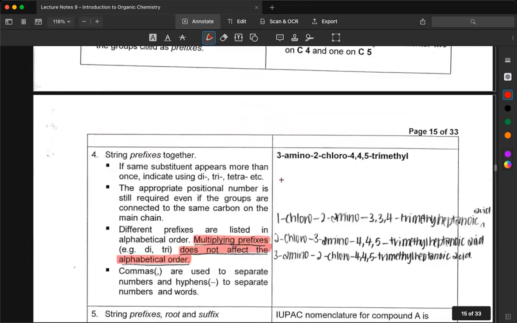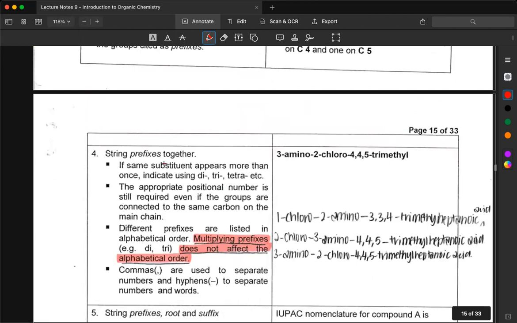Now, next one, you string the prefixes together. If the same substituent appears more than once, indicate using di, tri, tetra, etc. The appropriate position number is still required if the groups are connected to the same carbon on the main chain. Different prefixes are listed in alphabetical order. Multiplying prefixes do not apply to the alphabetical order. Commas are used to separate numbers and hyphens to separate numbers and words.